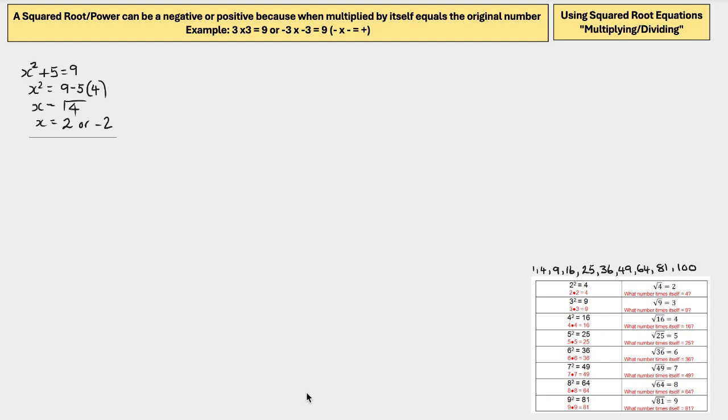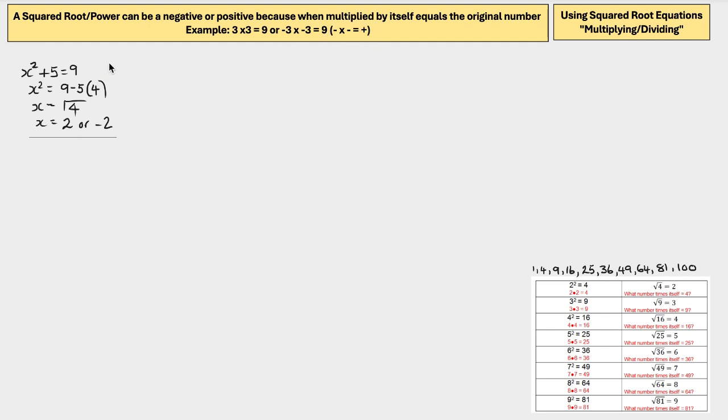In this video, we're going to be looking at square root equations with multiplying and dividing steps. Just quick to remember that there's always two possible answers. It could be 3 times 3 equals 9, for example, or minus 3 times minus 3 equals 9. They both come to the original number, which is 9. Minus times minus equals a plus. You really need to remember this rule.